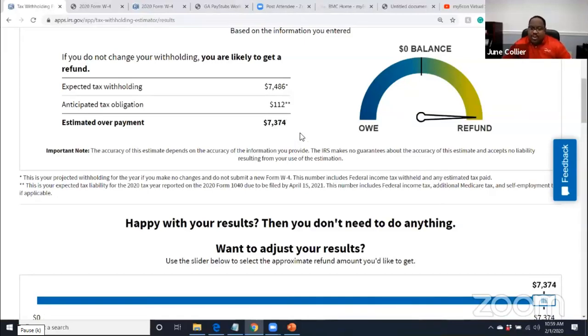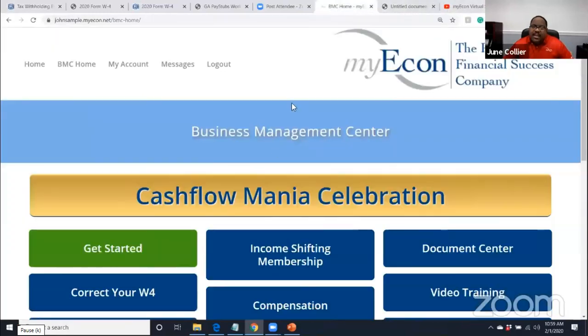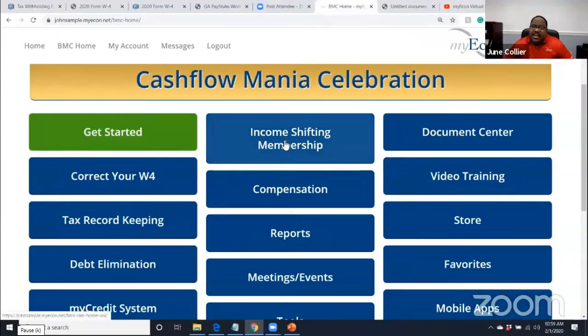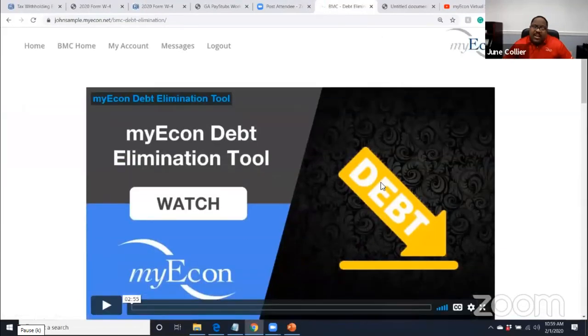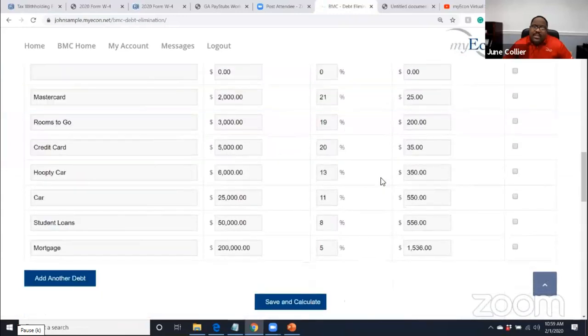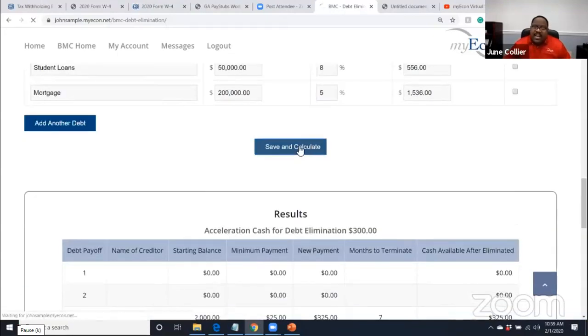The last thing I want to show you is what would happen if you decided to take that $504.50 and actually pay off some debt. So we're going to go to our MyEcon back office, and inside of our MyEcon back office, under your income shifting membership, you're going to find the debt elimination calculator. This calculator allows you to enter some debt here. So we're going to enter some debt. We're going to say that we don't have any acceleration money, and we're going to click Save and Calculate.